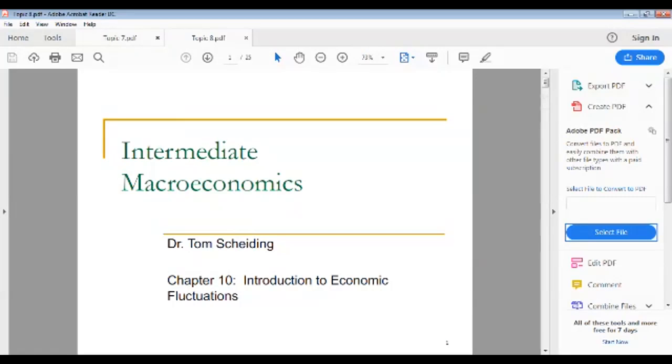So this is topic 8. At this point, we do only have 3 other topics after this, 9, 10, and 11. We do have class, I think, 4 more Thursdays, but that'll work out well because then we can do 9, 10, and 11.